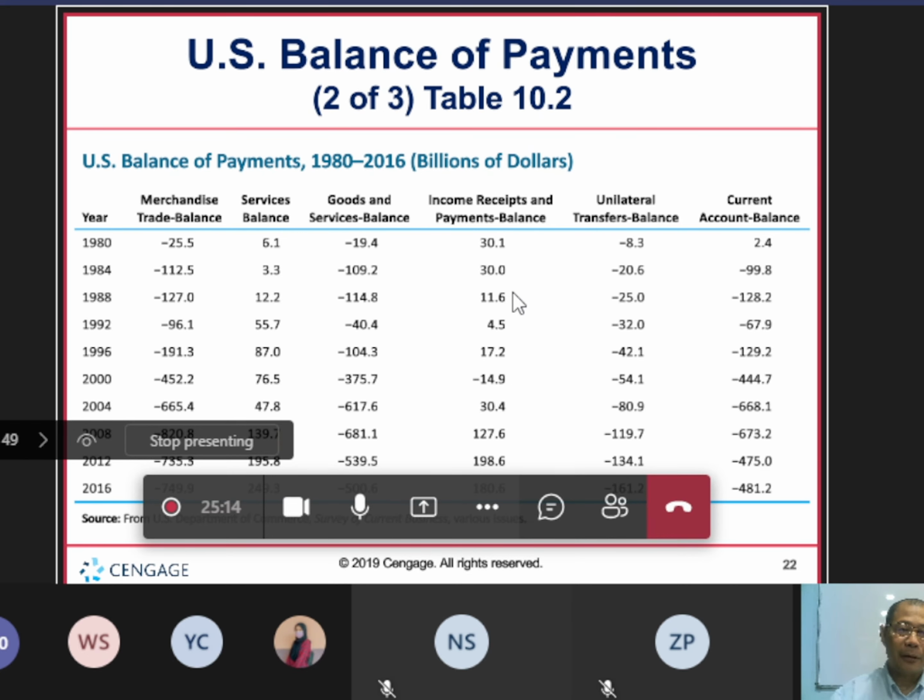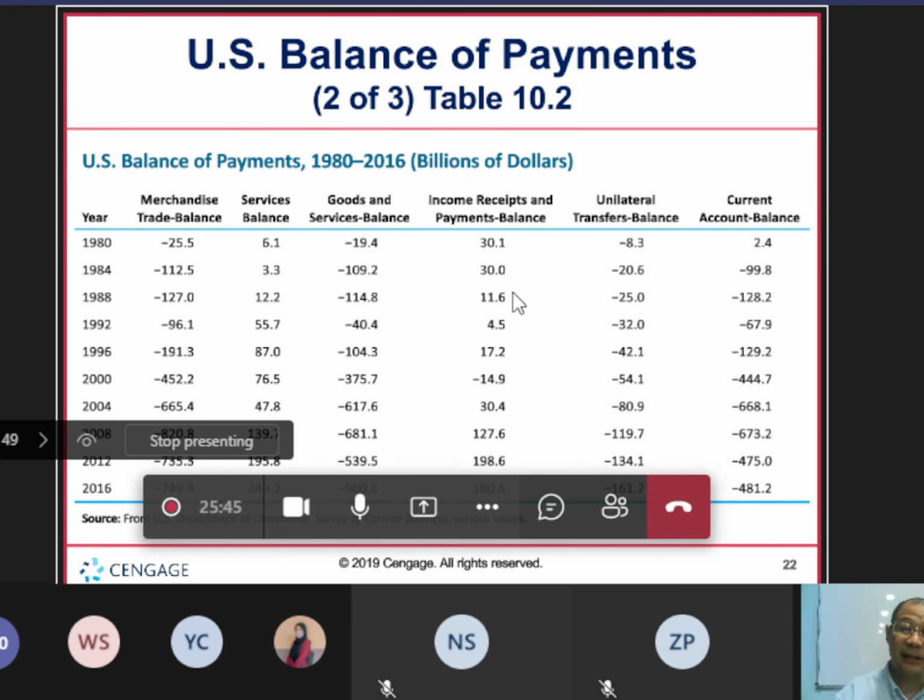So what happened? All in between, some will be positive, some will be negative, but overall the balance is balanced. It's the same as debit and credit. So the first part is now the current account balance. This is the most important part of the balance of payments. You have to understand the balance of payments.